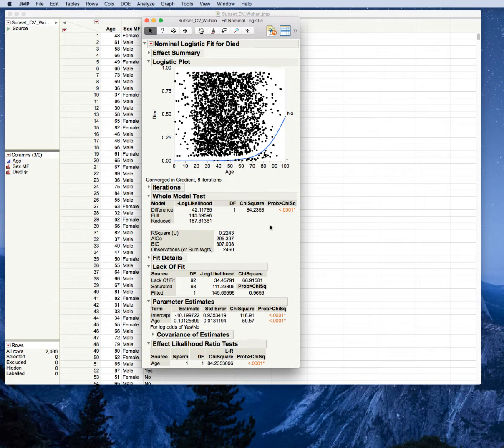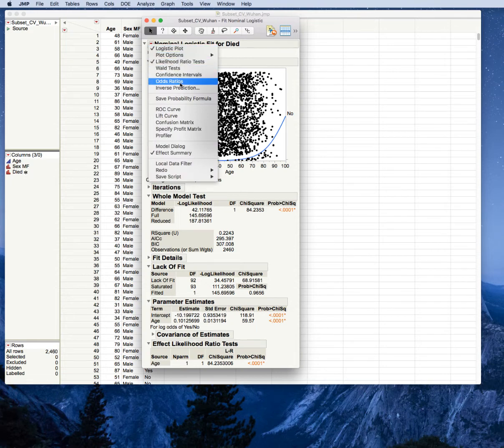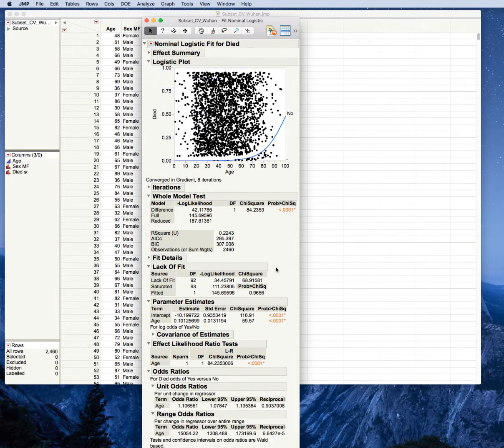The answer is yes. Here is our overall p-value, and here is our age p-value. We may like to ask for the odds ratio here. And JMP will give you two things. It's going to give you per unit change, so for every year older. It's also going to give you the range, but since we go from age 1 all the way up to nearly 100 years of age, we're going to get a huge odds ratio here, and we can ignore that.